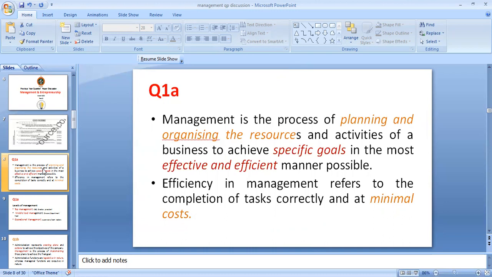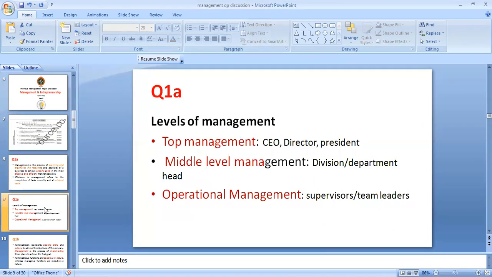Without profit, no organization can run. So that concept is applicable for management. Moreover, effective utilization of resources is very important in every management strategy. If I talk about the levels of management, there is top level management like chief executive officer, chief IT officer, director, president, vice president, etc. When it comes to middle level management, the division or department heads, like a marketing manager, financial manager, etc. When it comes to operational management, you can mention supervisors, team leaders, etc. So these are the three levels of management.